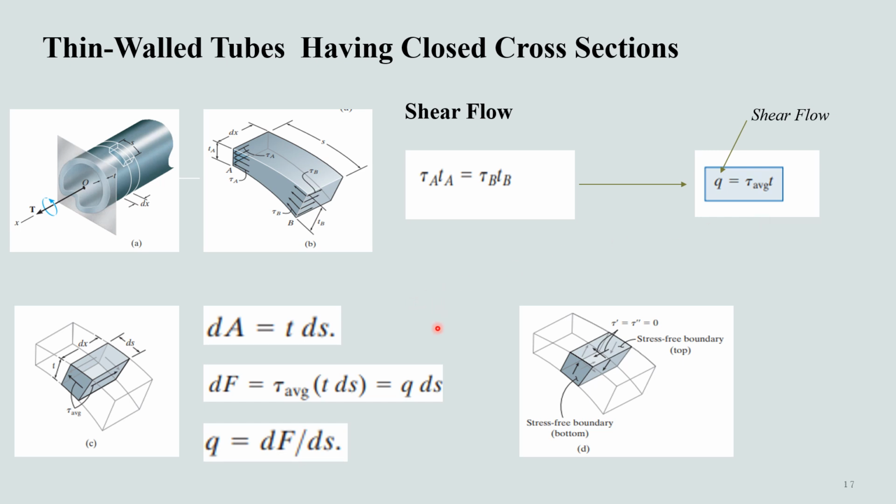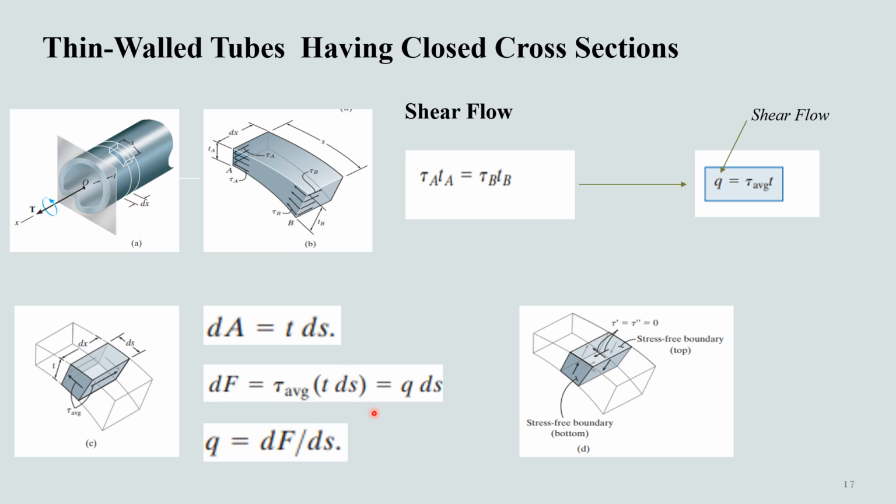Now, if a differential element of thickness t, length ds, and width dx is located in this tube, it is seen that the front face over which the average shear stress occurs is dA, which is equal to t ds. Hence, dF is equal to tau average times this area t ds, and this equals q ds, where q is equal to dF by ds. In other words, the shear flow measures the force per unit length along the tube's cross-sectional area.